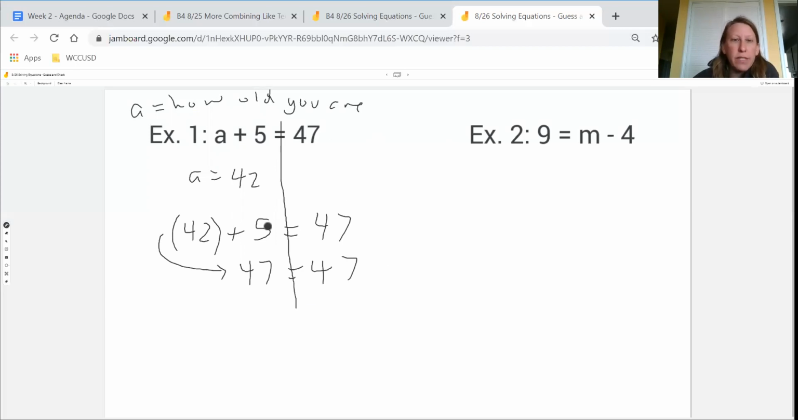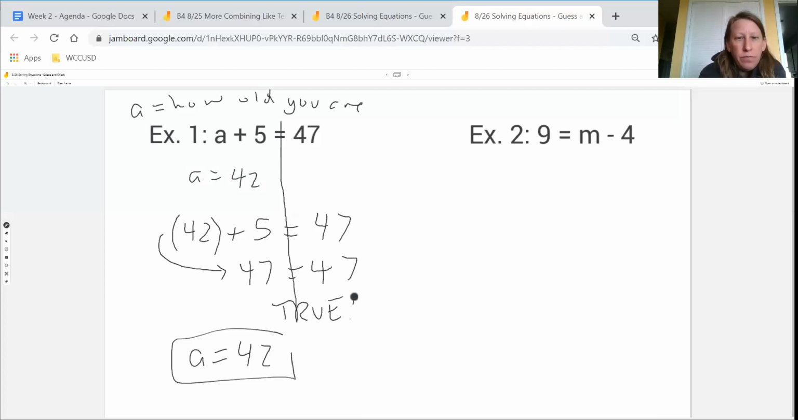I'm trying to see if this expression and this expression are the same. Did I get something that is true? Yes, I did. 47 is the same as 47. That is a true statement. So the final answer is A equals 42. I guessed 42 and 42 proved to be true. So I know that 42 is the answer.